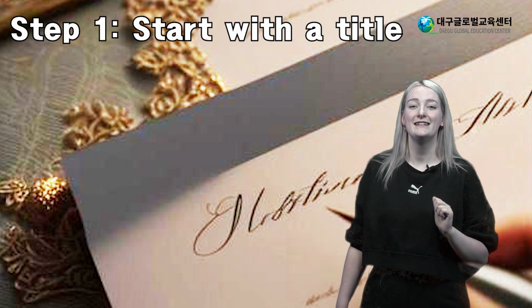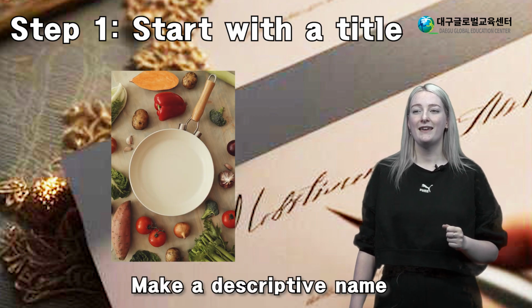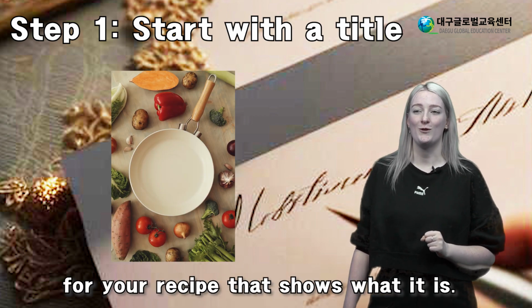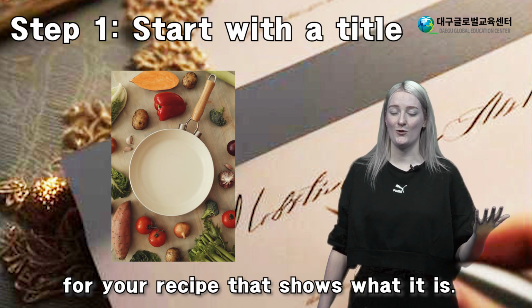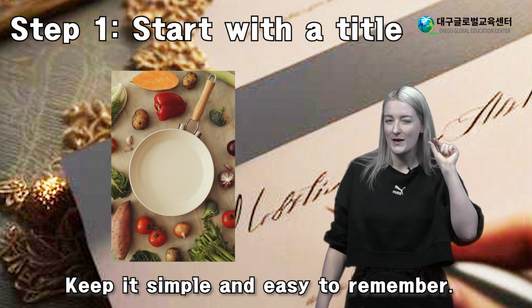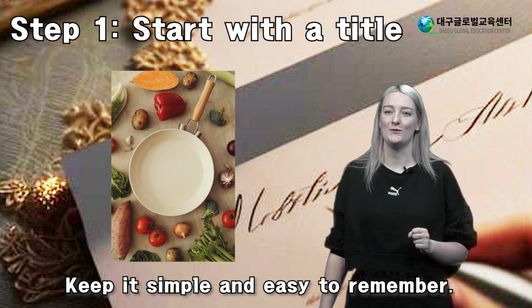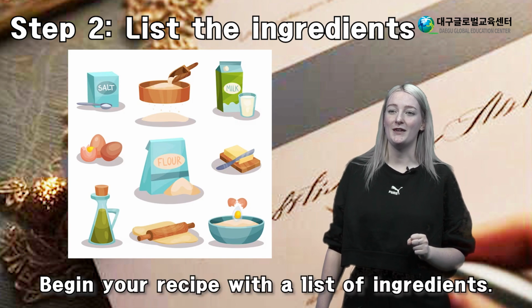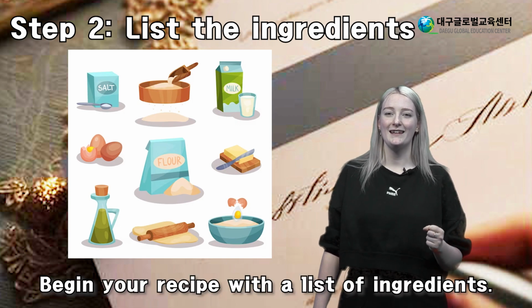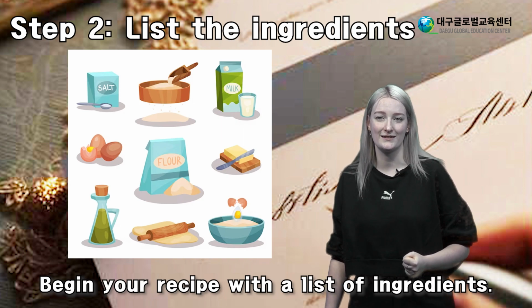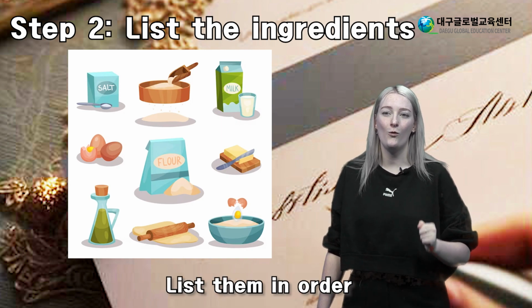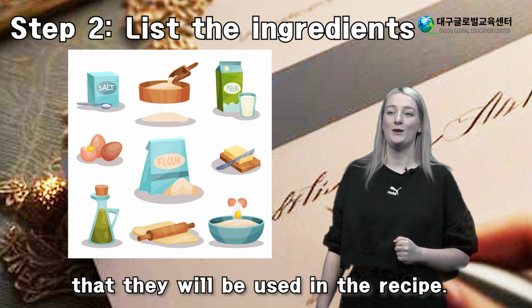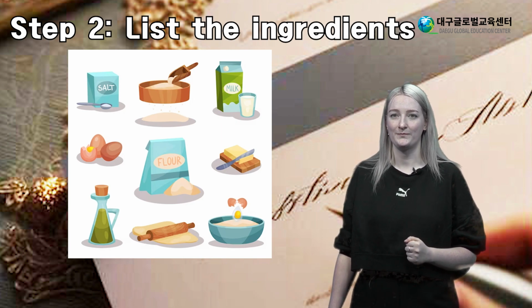Step one, start with a title. Make a descriptive name for your recipe that shows what it is. Keep it simple and easy to remember. Step two, list the ingredients. Begin your recipe with a list of ingredients. List them in order that they will be used in the recipe.